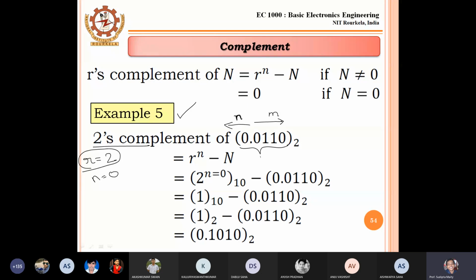Capital N is this number, and it is given in binary. So I have this formula written: 2 to the power n, with n equal to 0, and it is in decimal. So you have to convert it. After conversion you will get again 1, because 1 is decimal. If you divide by 2, it will be again 1. So you perform 1 minus this data, 1.0000 minus the given number.